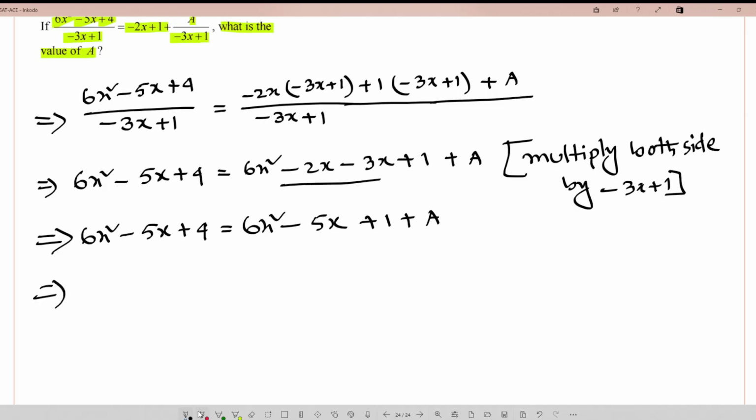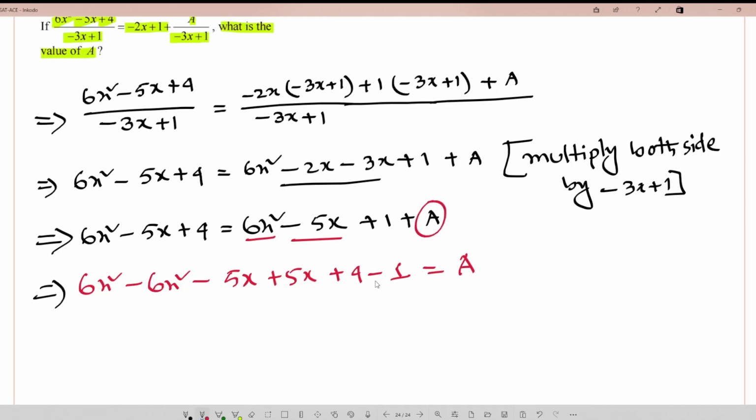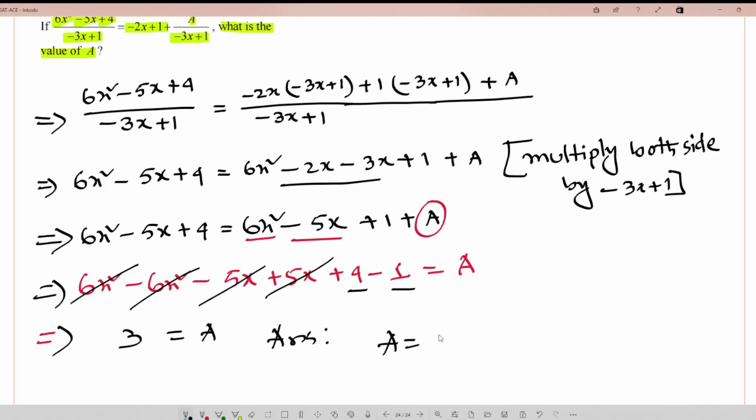So we can transfer this 6x square and minus 5x. So 6x square minus 6x square, minus 5x, and it will become plus 5x. And look, here is plus 4, and this one we can also transfer, so it will become minus a equals, we can keep just a. So look, here 6x square minus 6x square is out, minus 5x plus 5x is out, plus 4 and minus 1 will become 3a. So our answer is a equals 3.